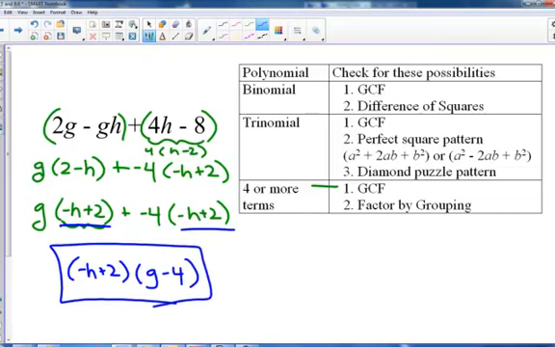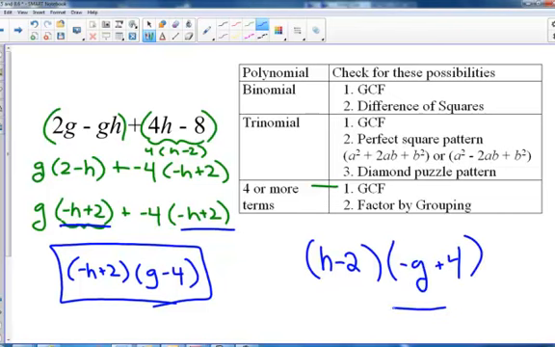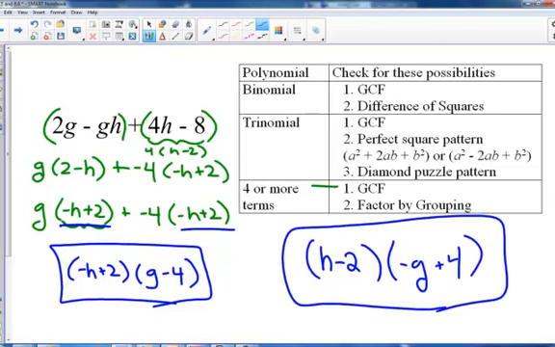If you happen to have h minus 2 and negative g plus 4, or some version of that, that's the same exact thing. So if you actually negated the first one, these are the same. If everything is opposite, it's the same because a negative times a negative is a positive.